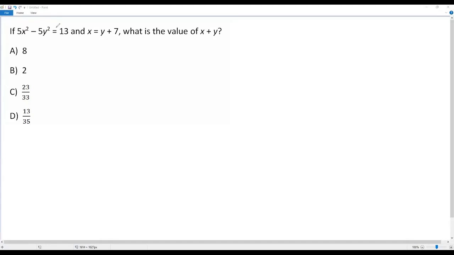Here we have a SAT math problem. Okay, let's go to the question. If 5x² − 5y² = 13 and x = y + 7, what is the value of x + y? Okay, here we have two equations. Using these two equations, we have to find the value of this expression x + y.